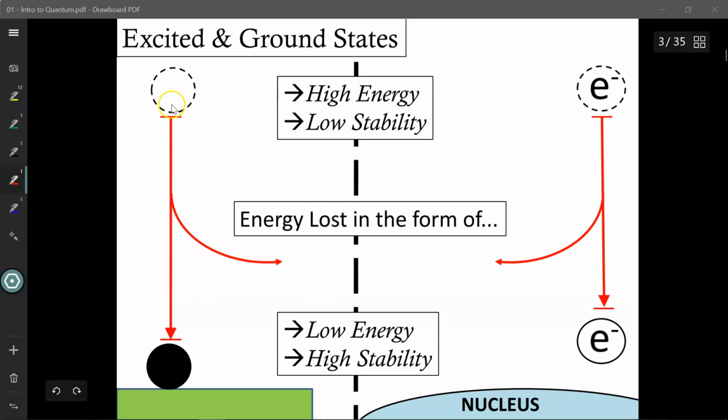Well, in the case of a bowling ball, the energy just doesn't magically disappear, it's converted from potential energy into kinetic energy, the energy of motion. Similarly, a high energy electron with low stability can become stable by getting rid of its excess energy. As it becomes more stable, reaching its ground state, it also releases energy, but in the form of what?